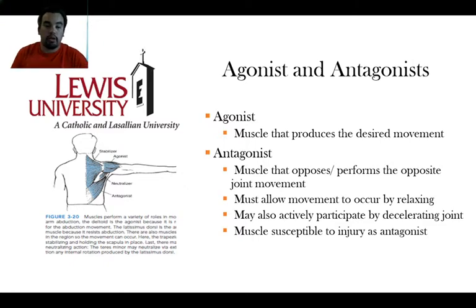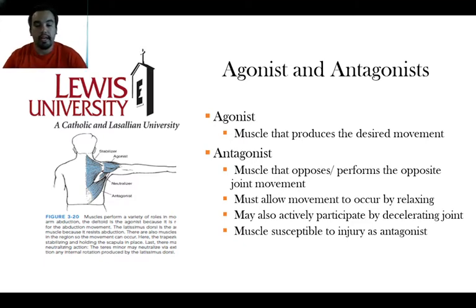So if I do arm abduction, it is my deltoids, right? So then the antagonist during that motion would be the muscle that opposes that or performs the opposite joint motion. So the muscle that adducts my arms, right? So we're looking at our latissimus dorsi when we do that. Okay, right here. That guy pulls it down. Boom.